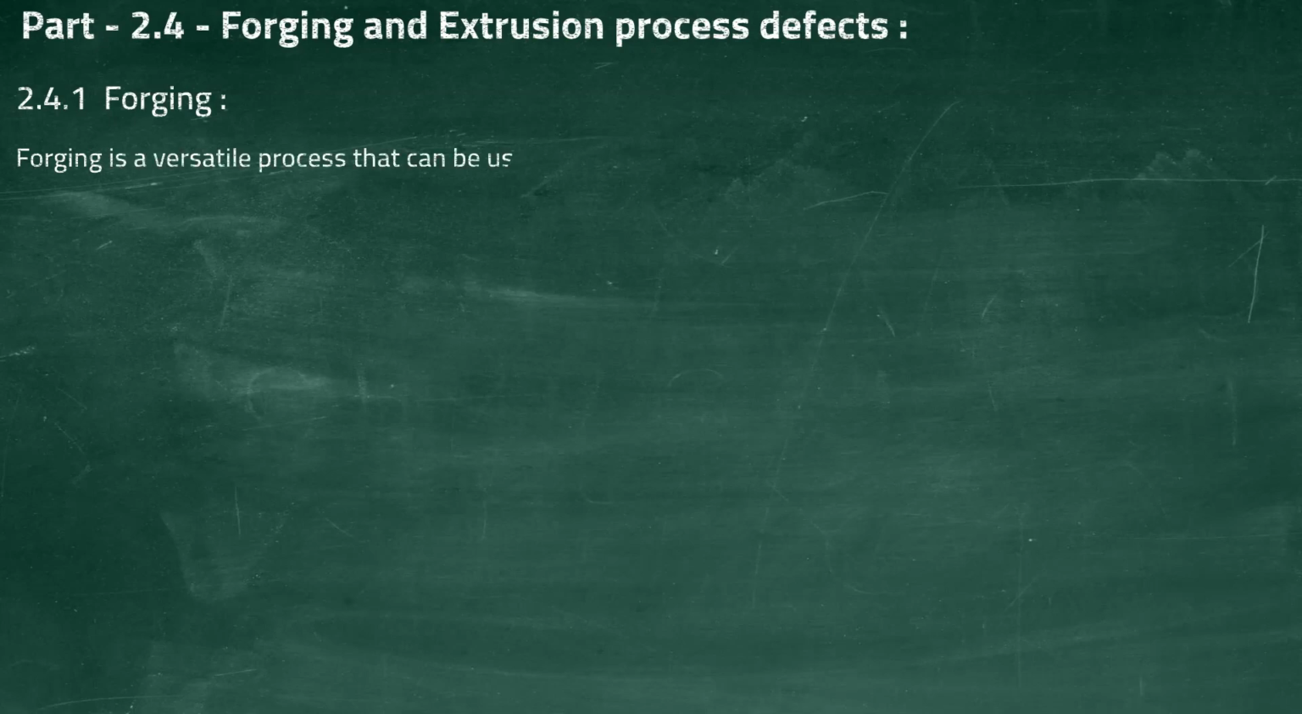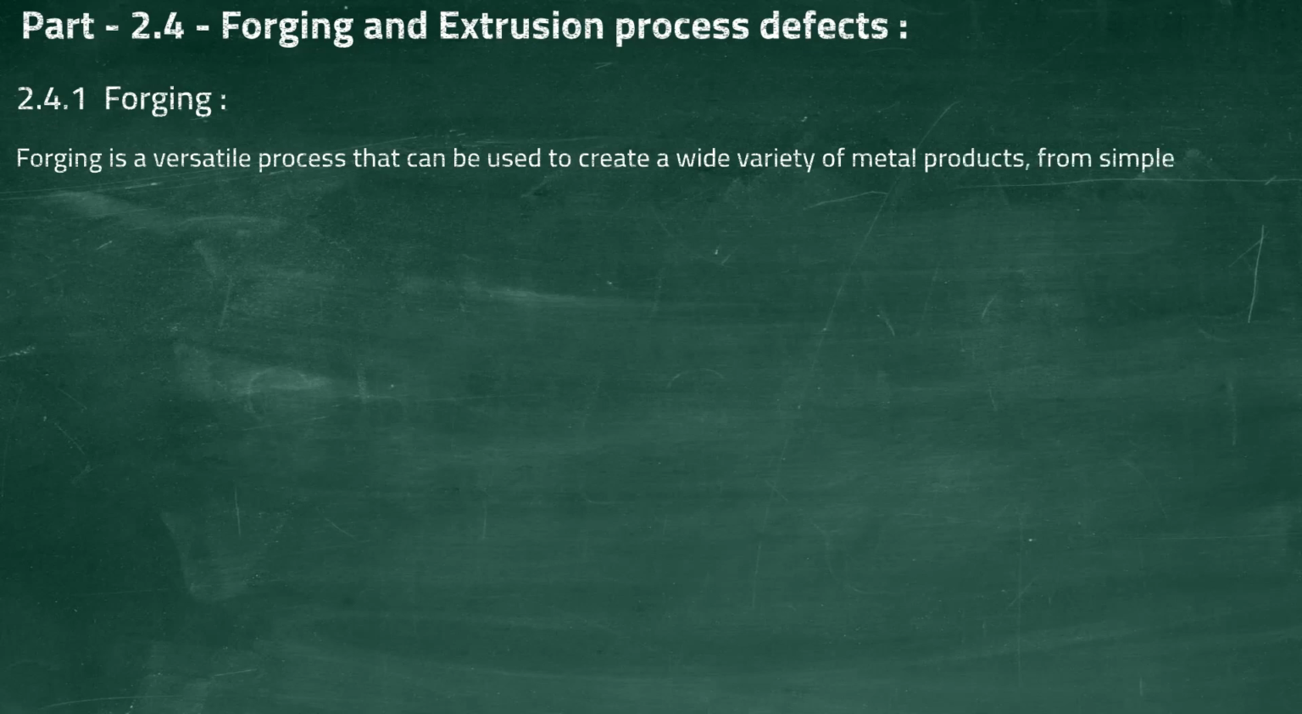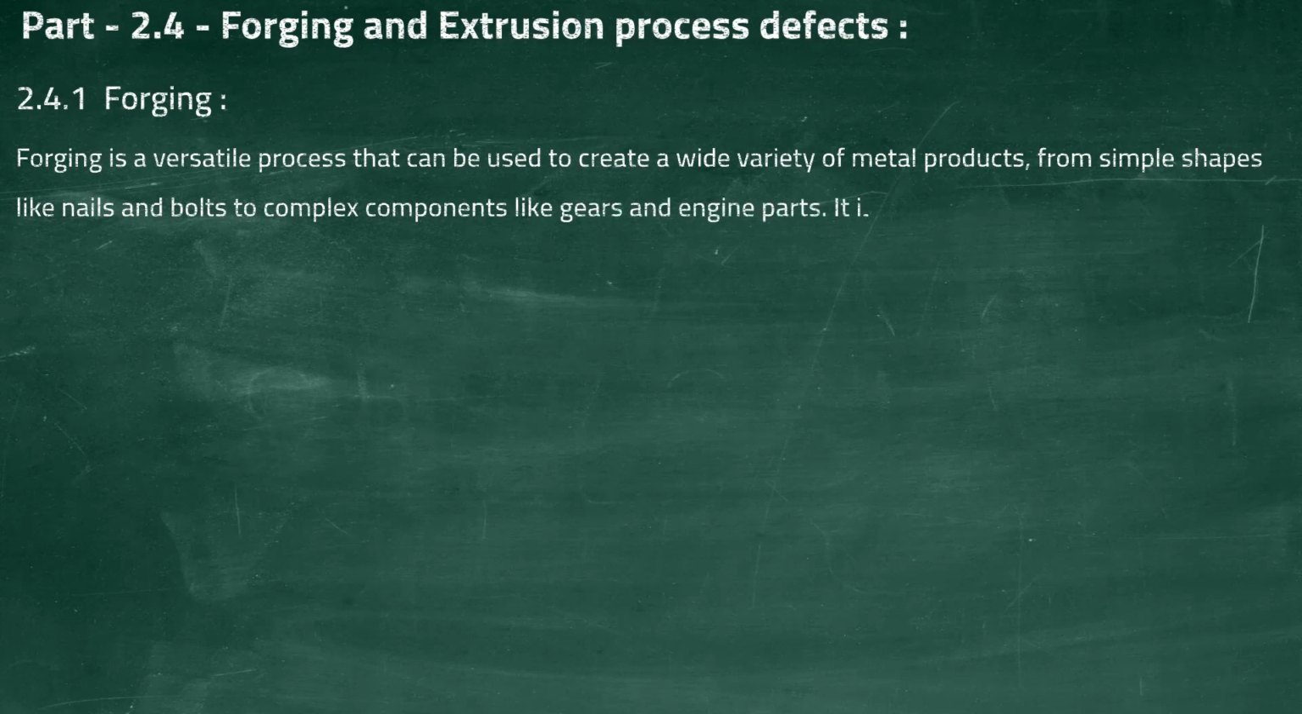Forging is a versatile process that can be used to create a wide variety of metal products, from simple shapes like nails and bolts to complex components like gears and engine parts. It is a strong and durable process that can produce high-quality products.